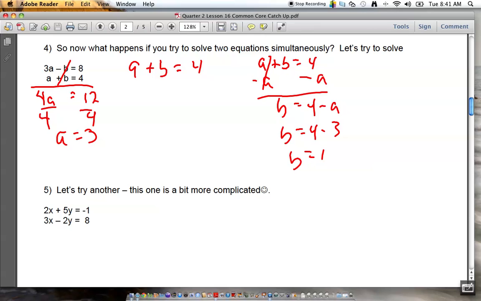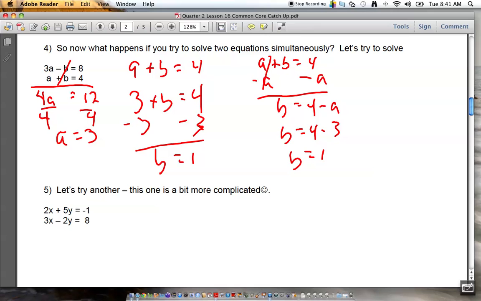However, most people would be a little lazier than that, and they would have said, well, A is 3, so I'm just going to put the 3 in, all right? That's what most people would do. And then I'm going to minus the 3, and B is 1. That's what I did. So the answer is that A is 3 and B is 1.